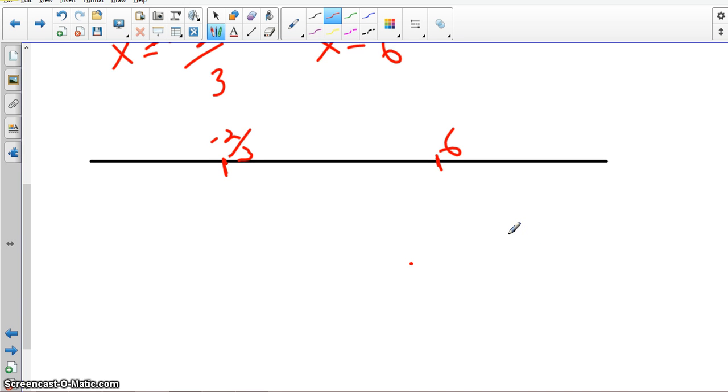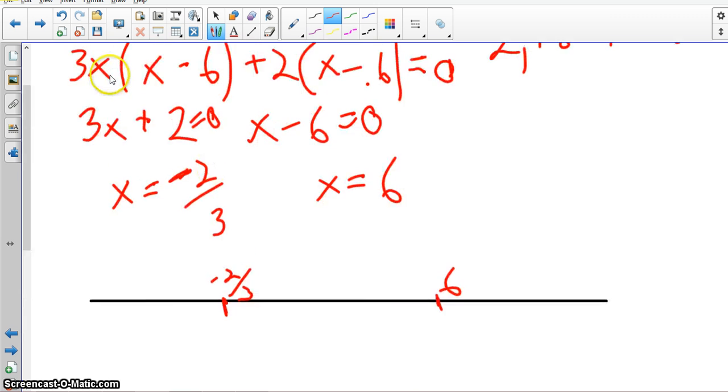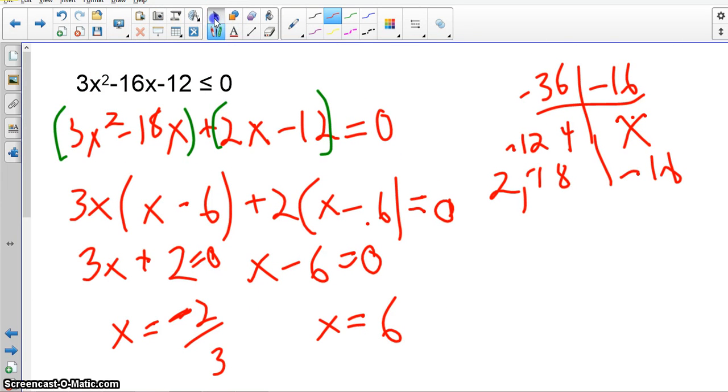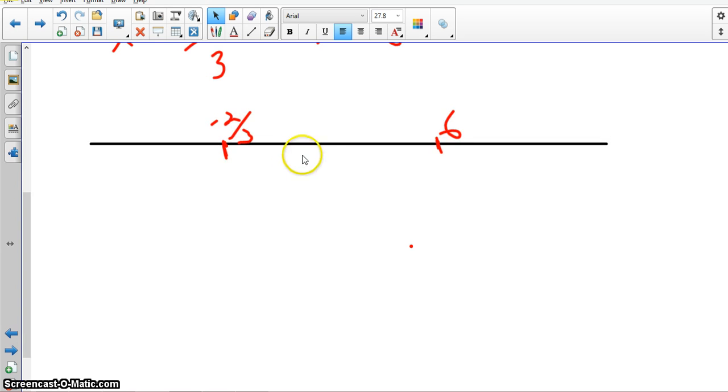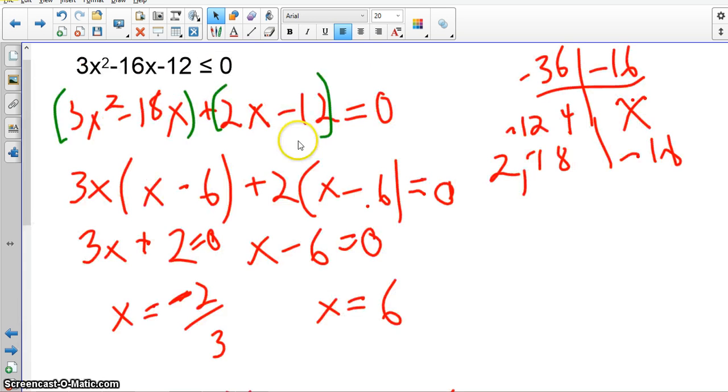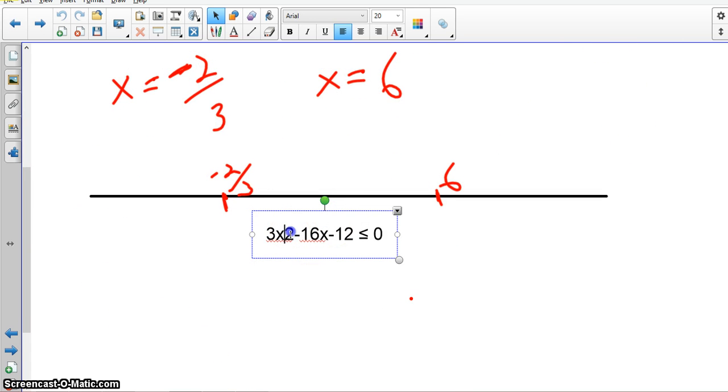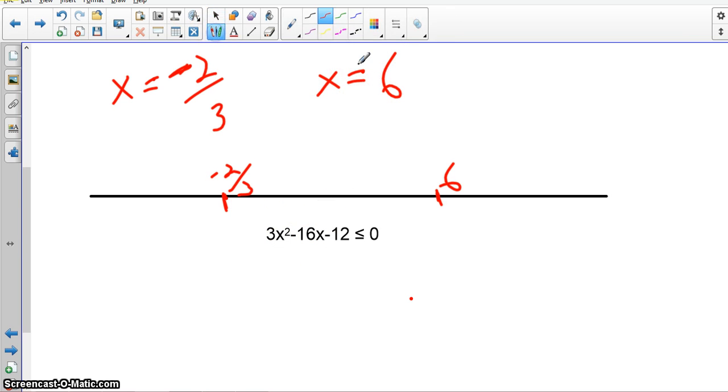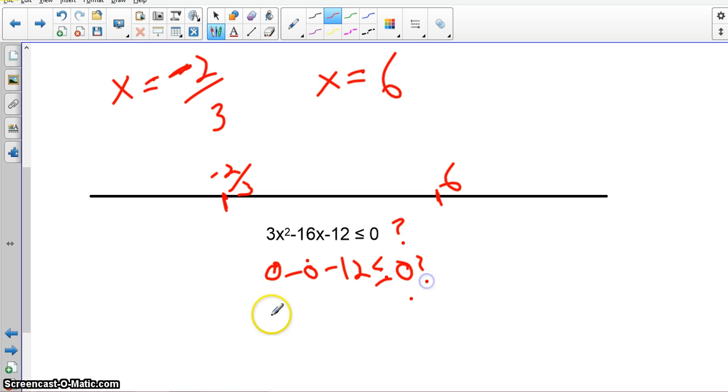But anyway, test the function, which let me bring back up. So once again, really, the vast majority of the time you just plug in 0. Okay. That's weird, it didn't copy as an exponent. Let me fix that. Alright, so we plug in 0, and we get, is this true or not? So we get 0 minus 0 minus 12 less than or equal to 0. Remember, we're checking to see if this is true. This is true.